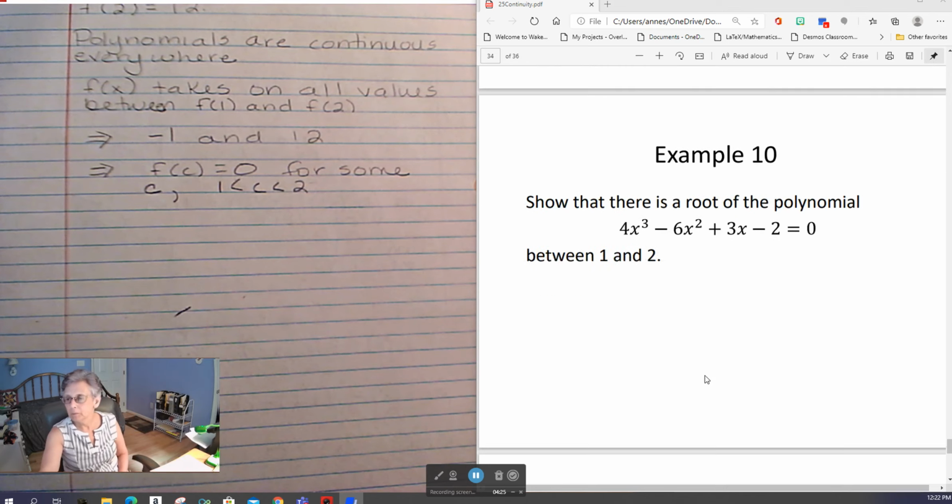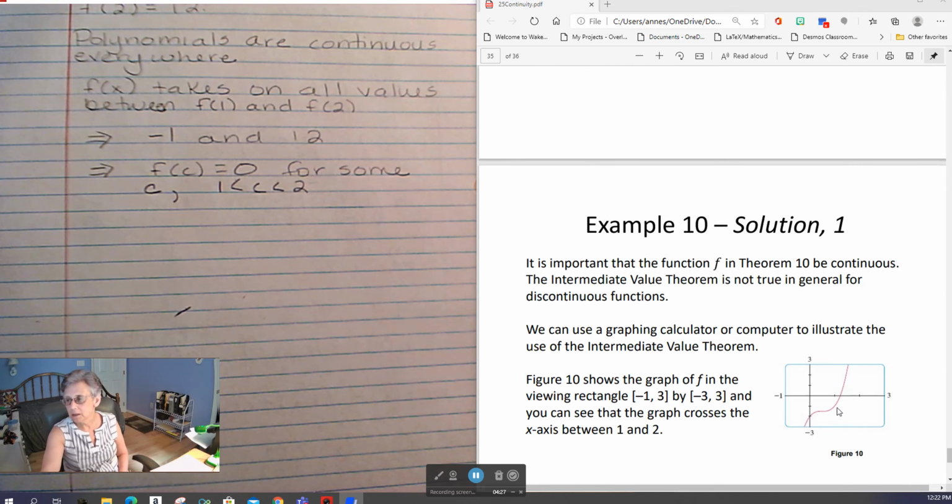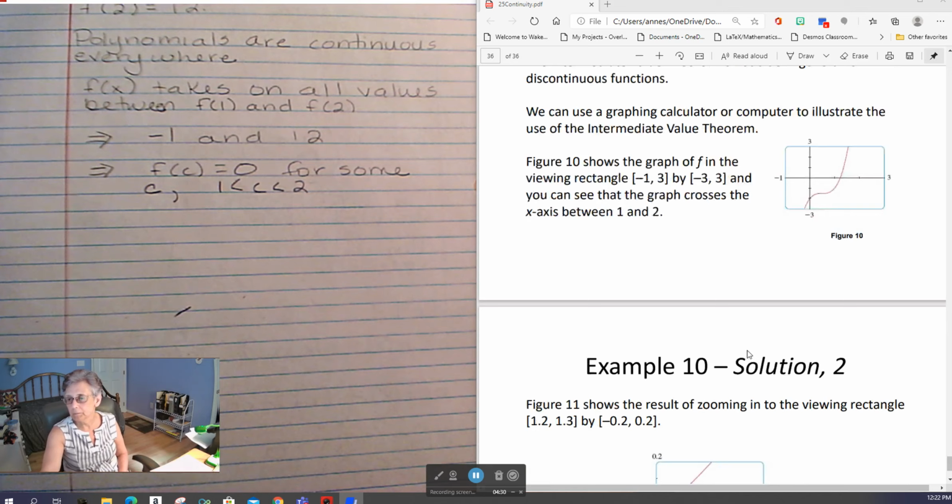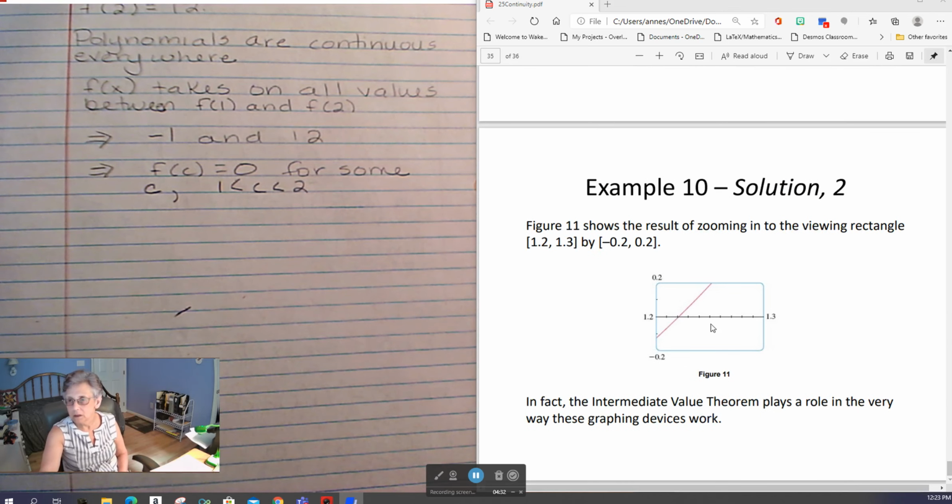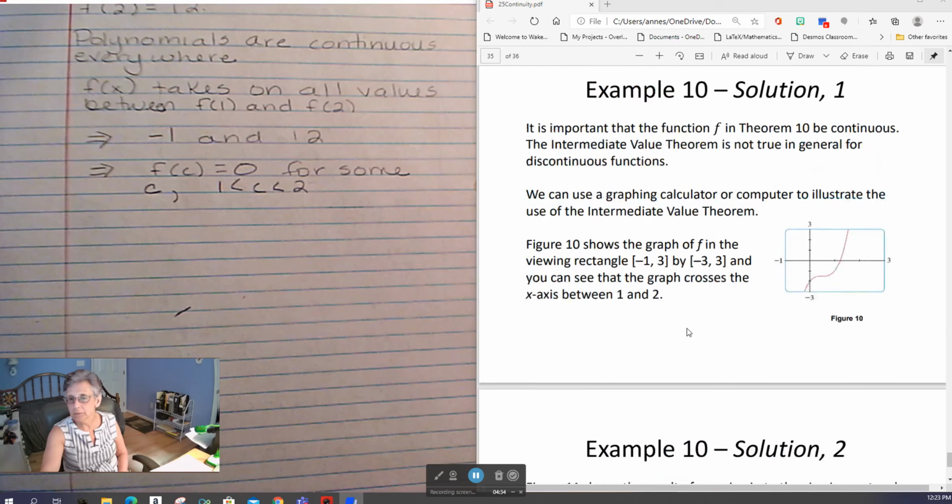Easy enough. There's the pretty answer and there's the picture. There's zooming in on the picture.